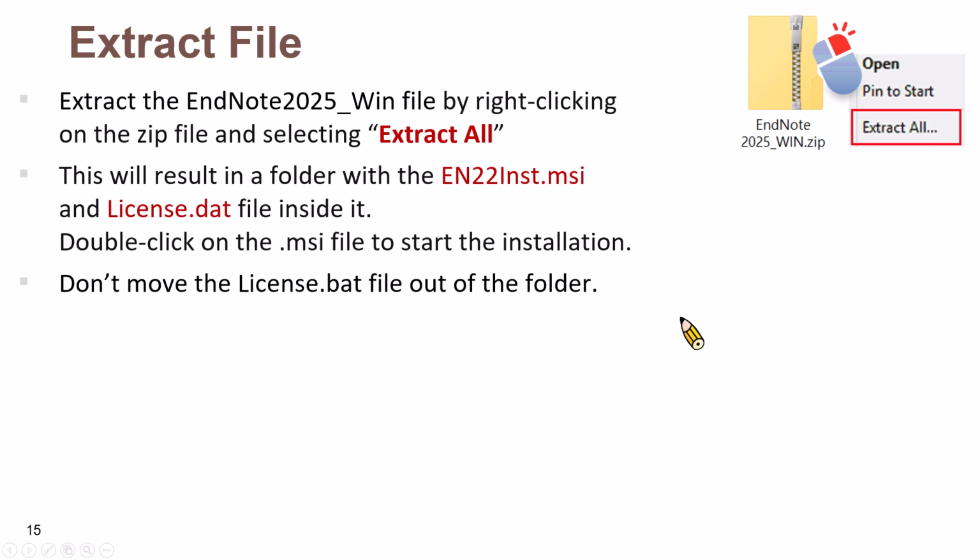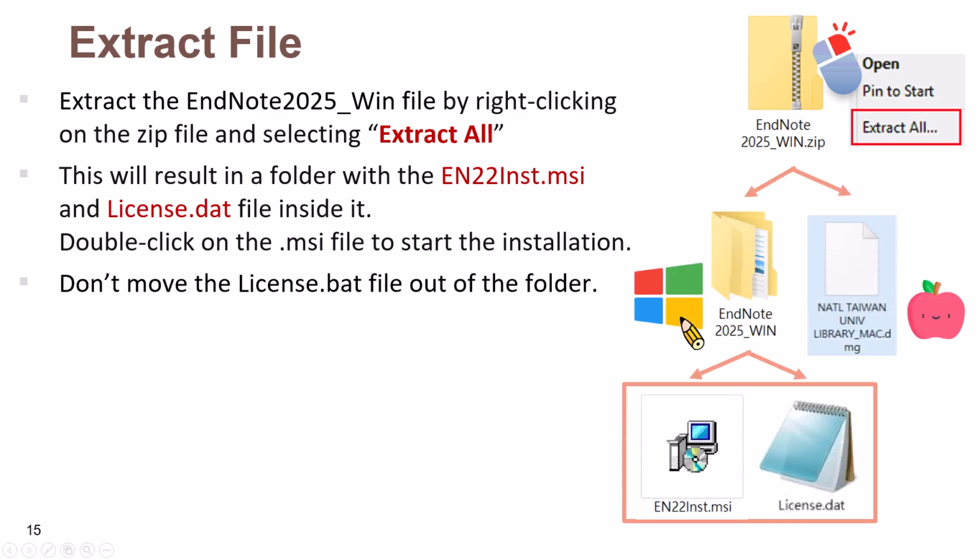The next step is to extract the downloaded file by right-clicking on the zip file and selecting Extract All. We will create a new folder containing the en20inst.msi file and license.dat file in the Windows system. Double-click the MSI file to start the installation.